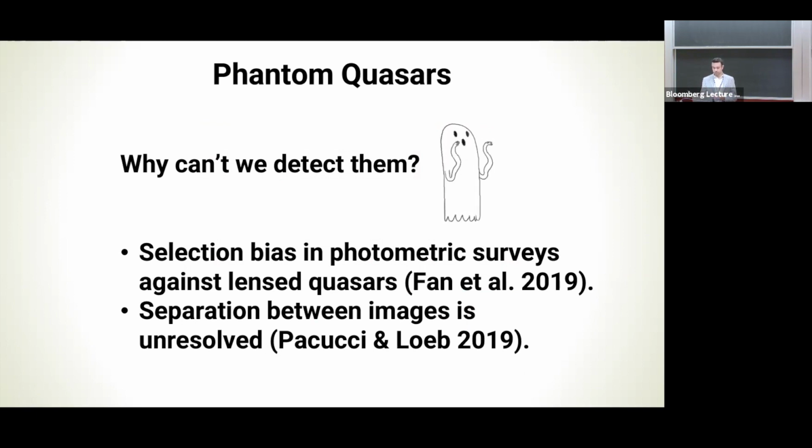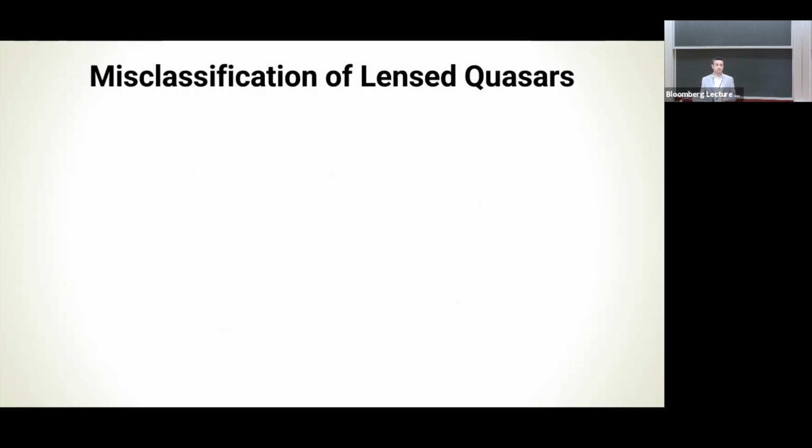Or, as we also proposed, the separation between images is unresolved, even with HST. So even if you see a quasar and you can't really see a double image or multiple images, it's very hard to say that this quasar is lensed. So why are they misclassified?